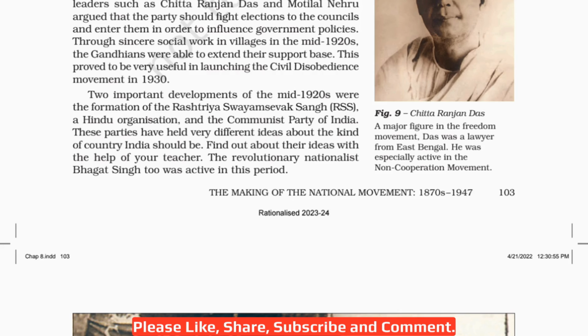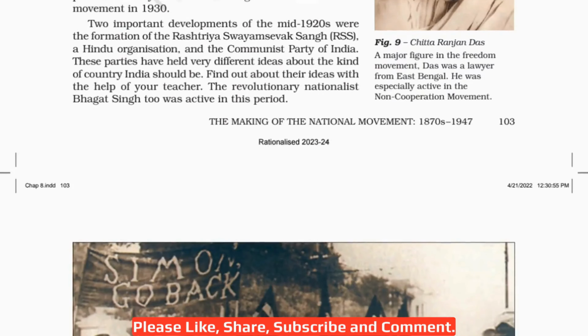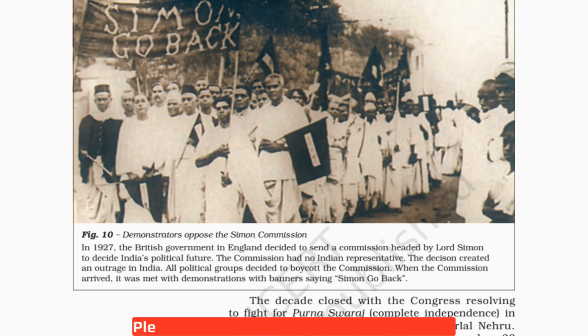The revolutionary nationalist Bhagat Singh too was active in this period. During this period only, between 1922 to 1929, Bhagat Singh was also active. See, this is Chittaranjan Das, a major figure in the freedom movement. Das was a lawyer from East Bengal. He was especially active in the non-cooperation movement. Figure 10. Demonstrators opposed the Simon Commission.